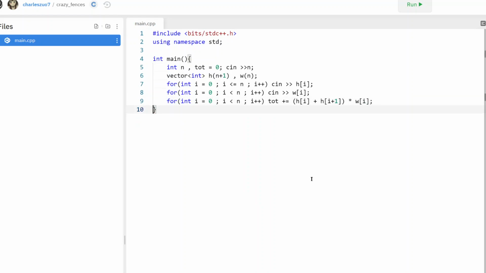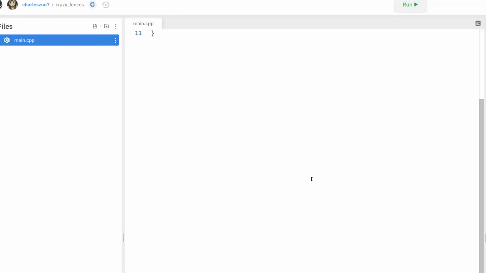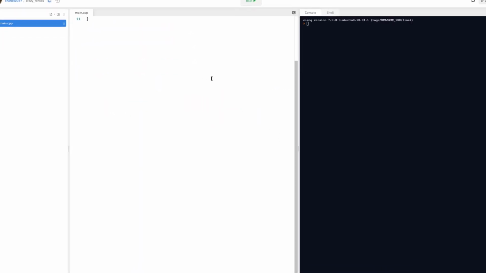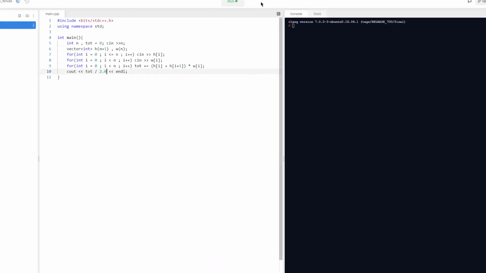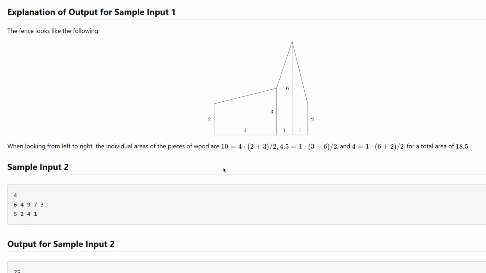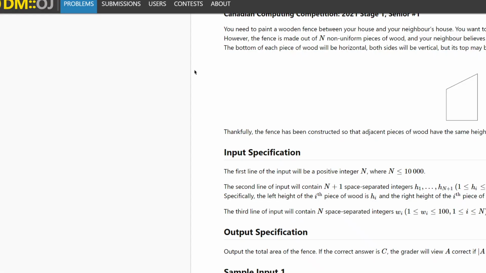And our answer is the area divided by 2, because we are just calculating twice the actual fence area. So let's divide by 2 in the end. tot divided by 2.0. So our answer might be a floating point number, like 0.5, 1.5, so we have to cast it to double or float, just like a floating point number. So let's try to run our sample.